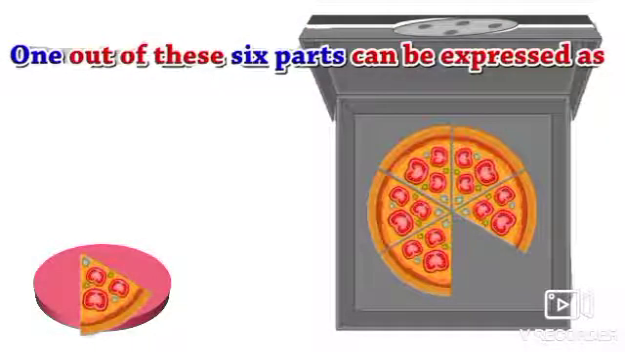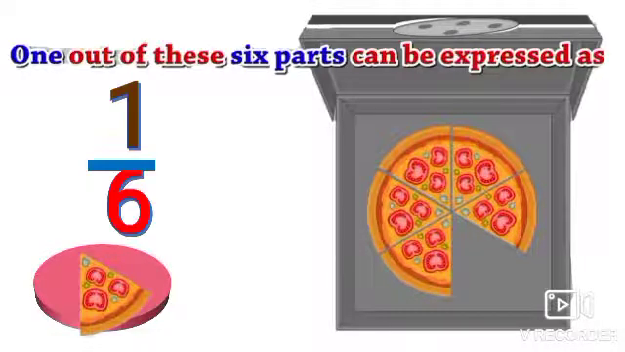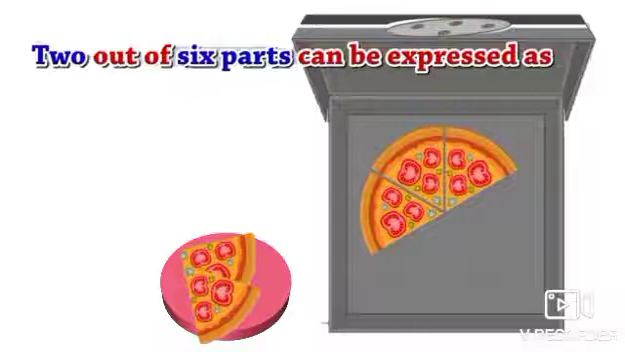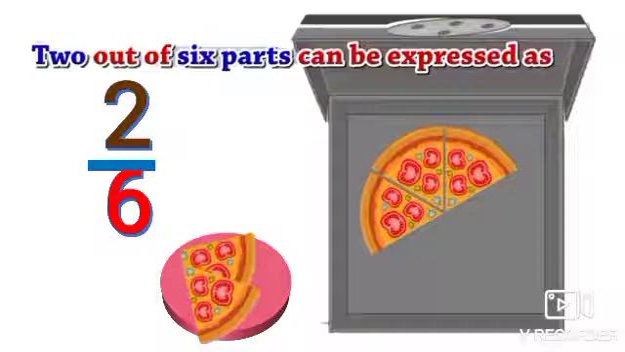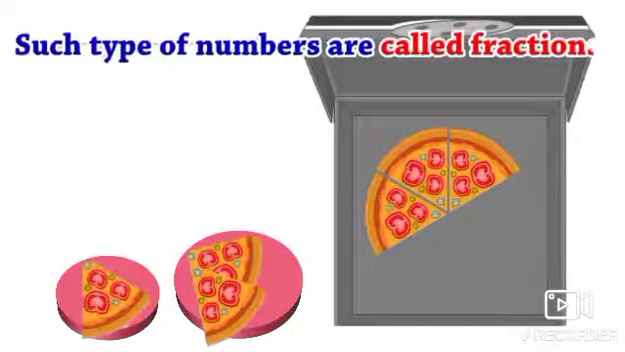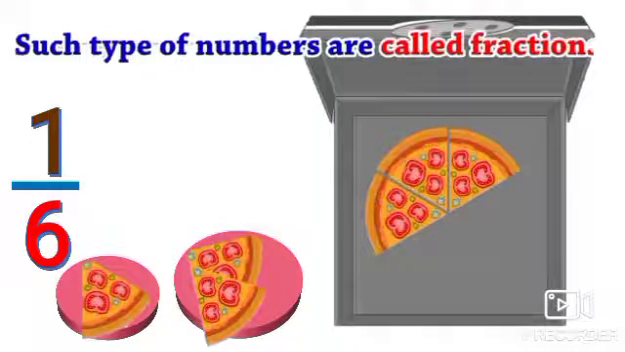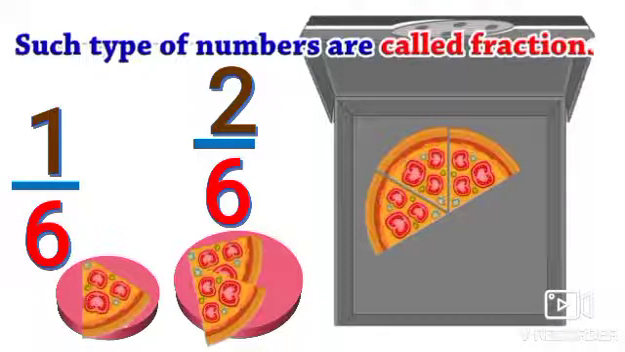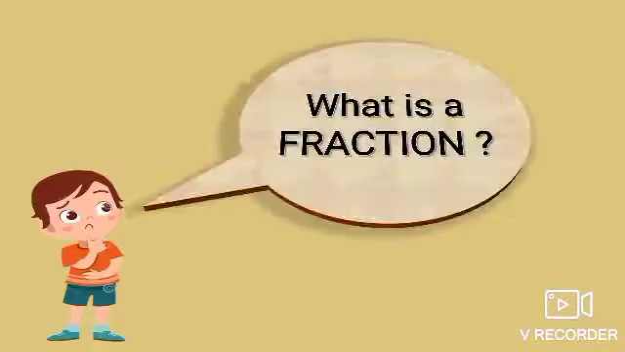So 1 out of these 6 parts can be expressed as 1 upon 6. Similarly, if she takes 2 pieces of pizza, that can be expressed as 2 upon 6. So students, such types of numbers are called fractions, that is 1 upon 6, 2 upon 6. Maybe you will think, what is a fraction?